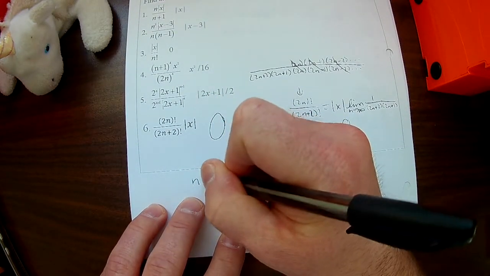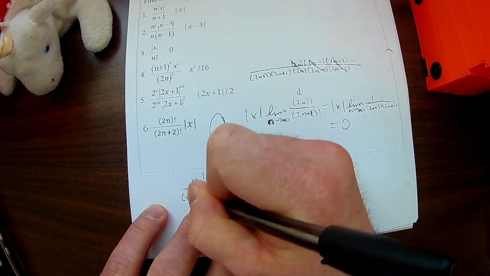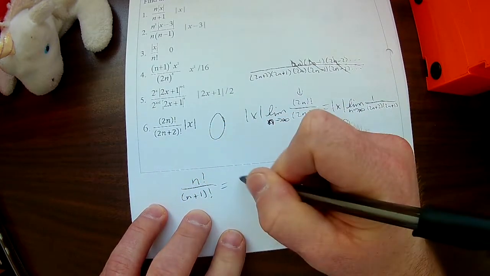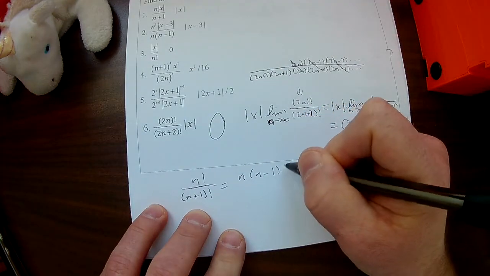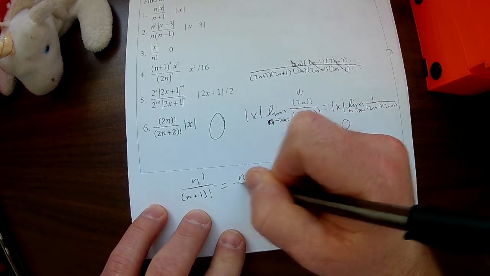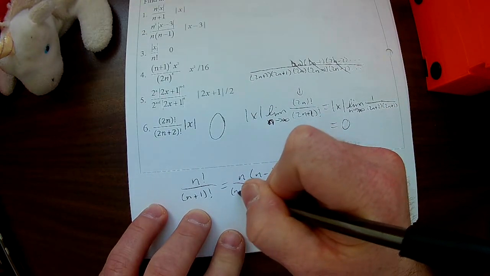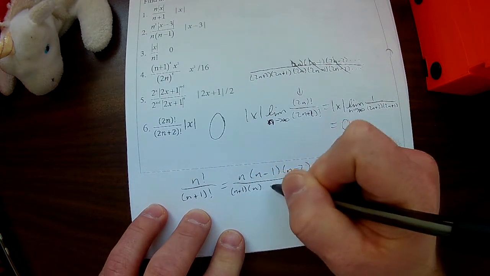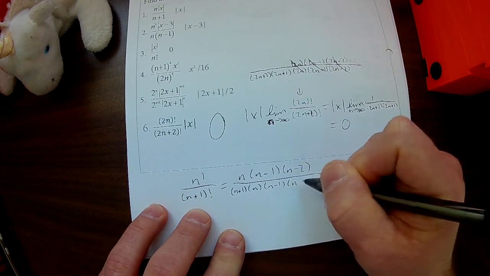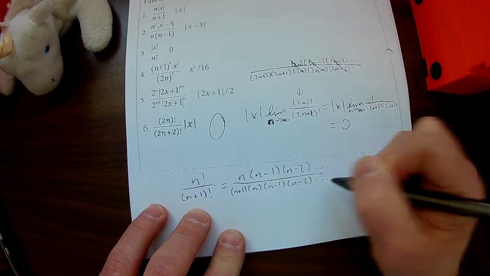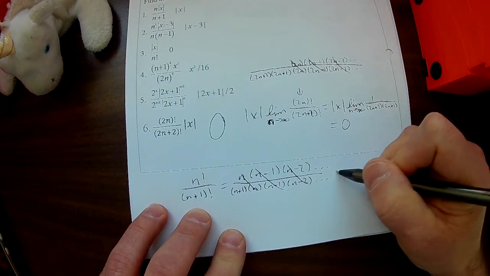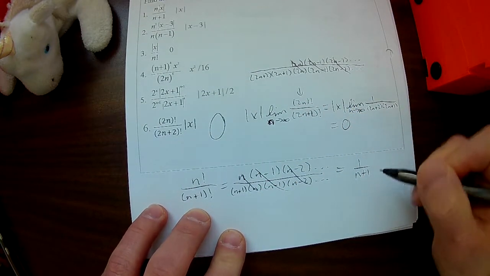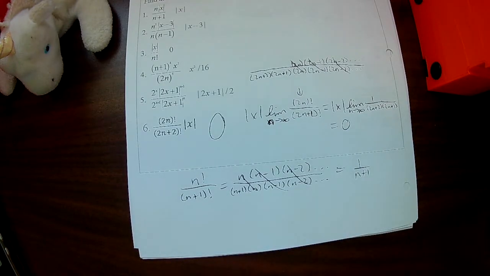So if you have n factorial over n plus 1 factorial, that's the same thing as n times n minus 1 times n minus 2, etc., in the numerator. In the denominator, we'd have n plus 1 times n times n minus 1 times n minus 2, etc. All those bad boys are going to cancel off, and you're left with 1 over n plus 1. Obviously, if you have n plus 1 factorial over n factorial, it's exactly the reciprocal, so you'd end up with n plus 1. So that's just a trick that you're going to have to know for today.